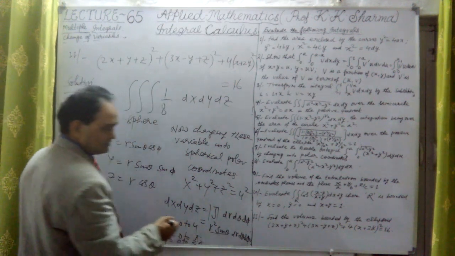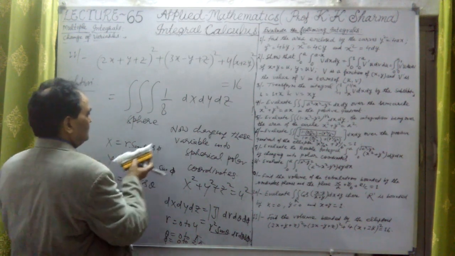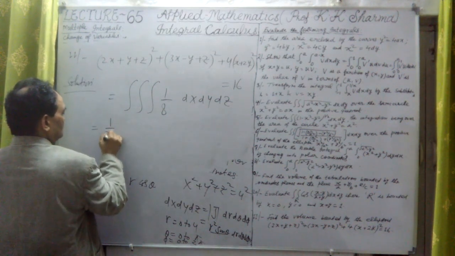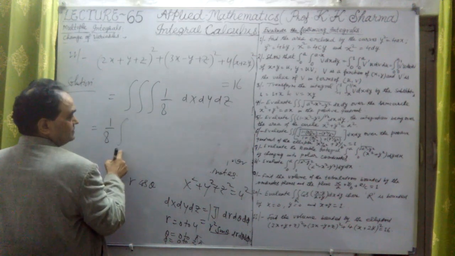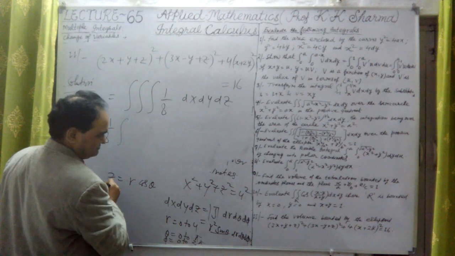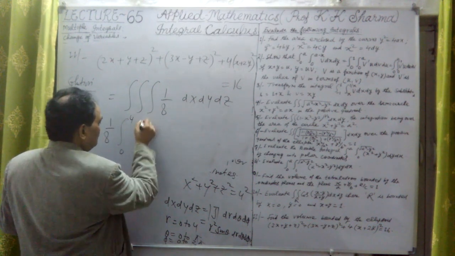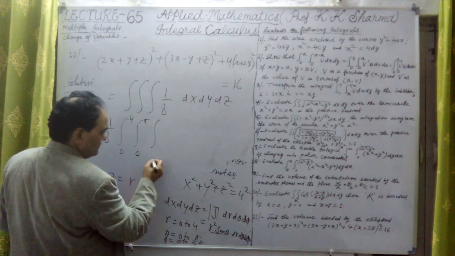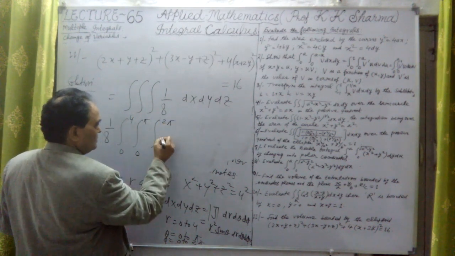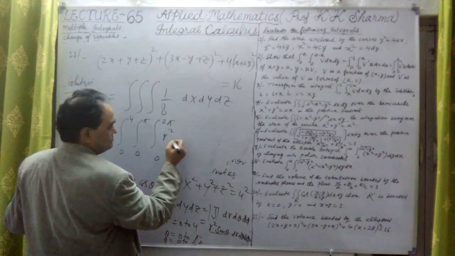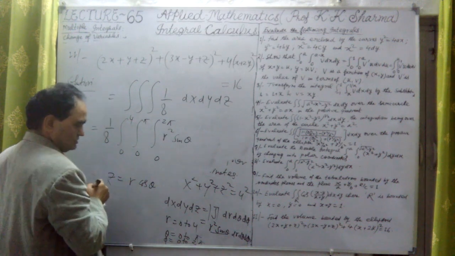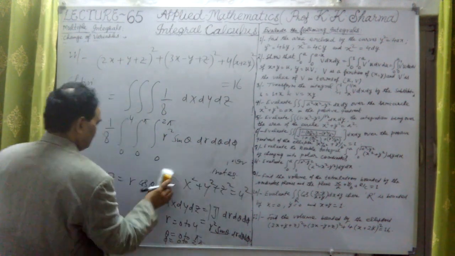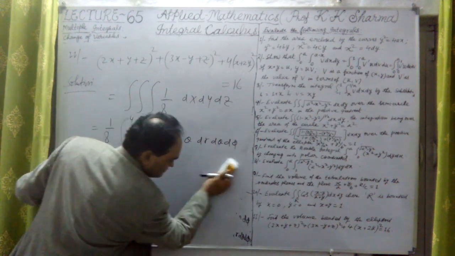This is the value of r square sin theta. If I put the limits here, this whole will be equal to the integral with r from 0 to 4, theta from 0 to pi, phi from 0 to 2 pi, of r square sine theta into dr d theta d phi. This is the whole value we have converted into spherical polar coordinates.